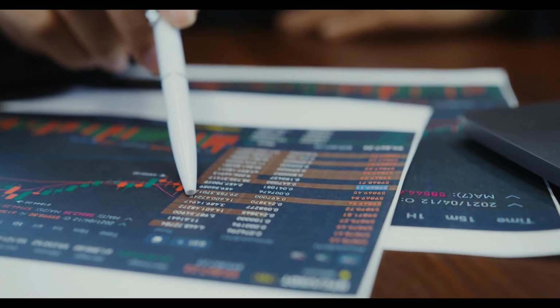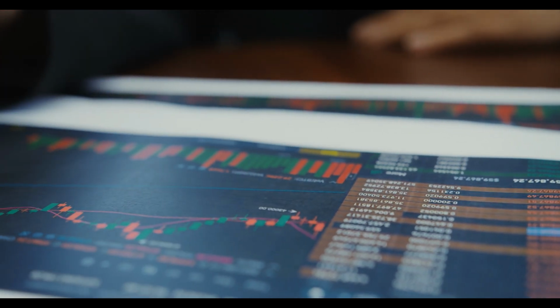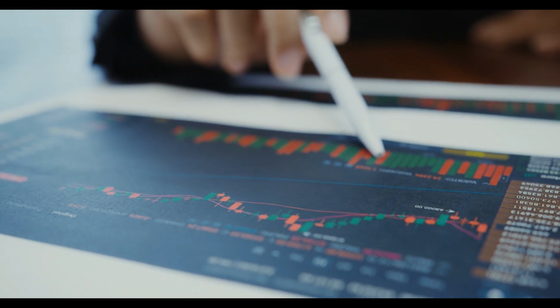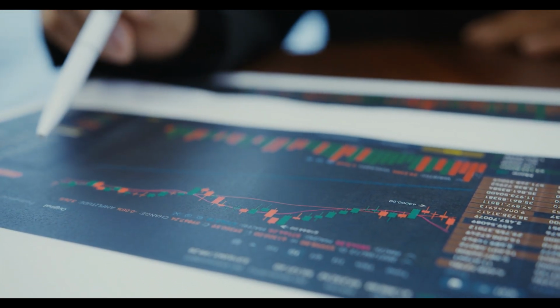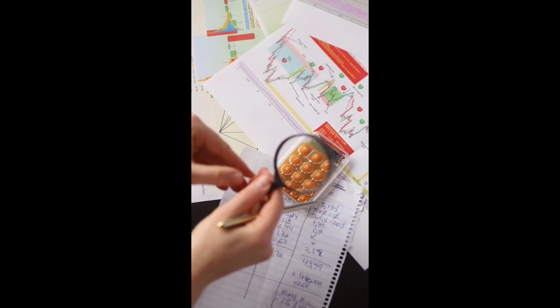Number 6. Volume spike. This signal occurs when there is a sudden increase in the volume of a stock, indicating a possible trend change. Number 7. Gap up or gap down. This signal occurs when a stock's price opens higher or lower than the previous day's close, indicating a trend change.